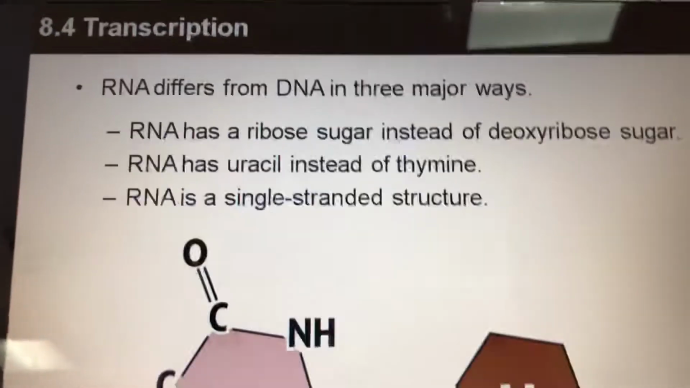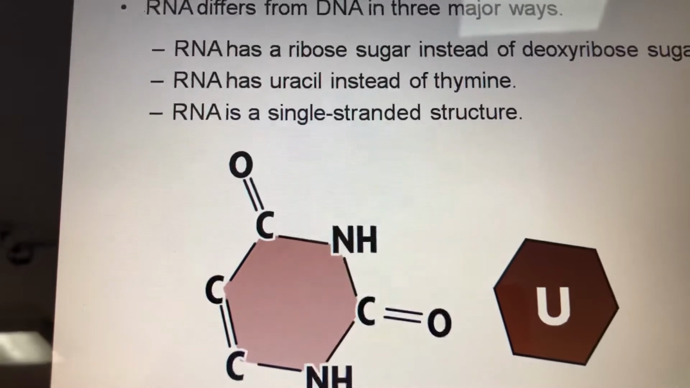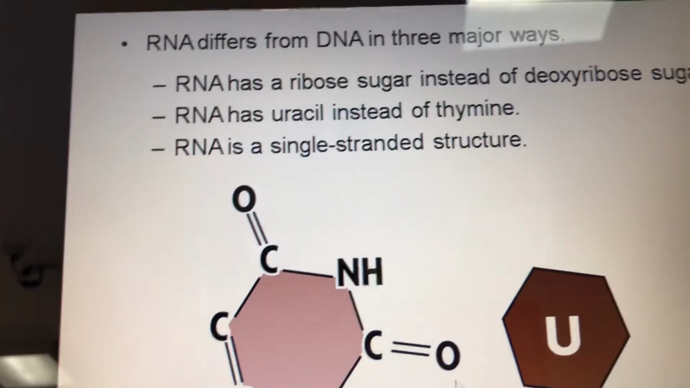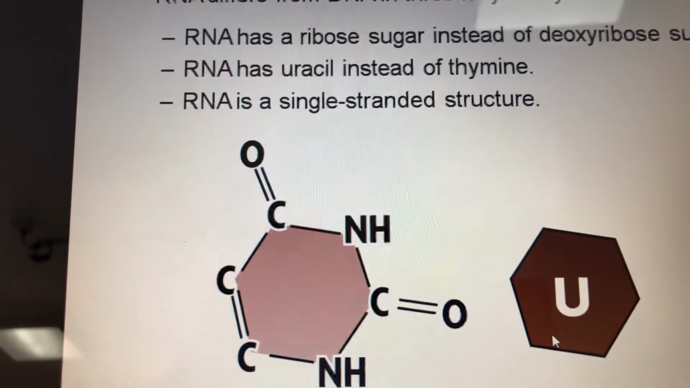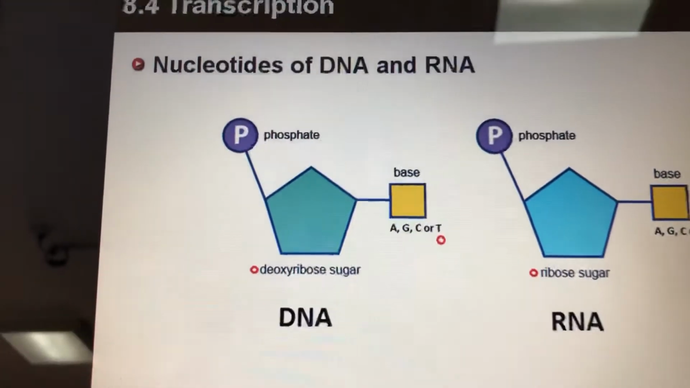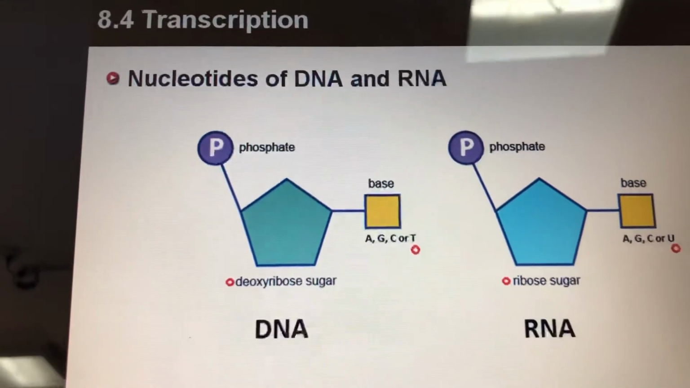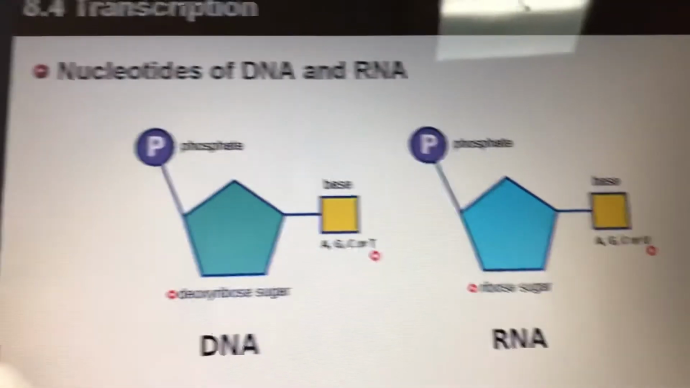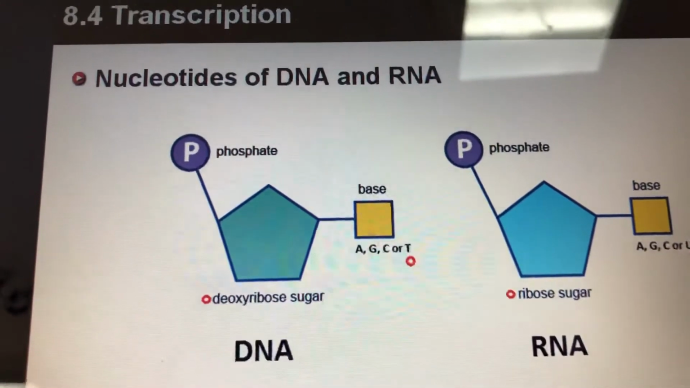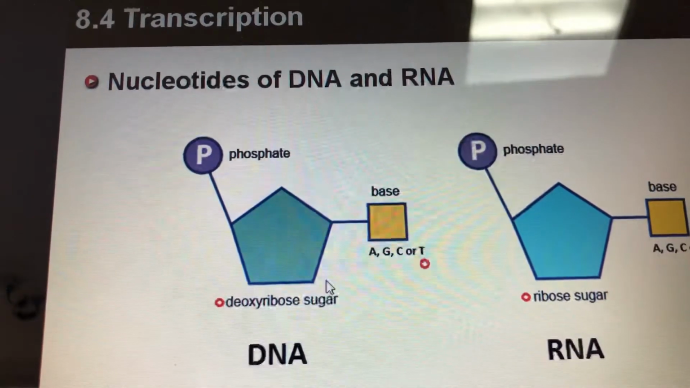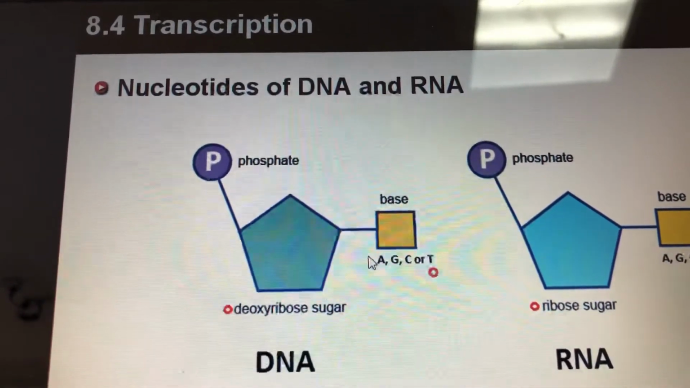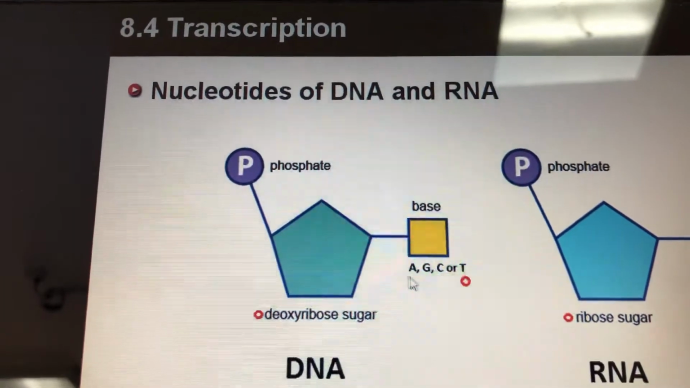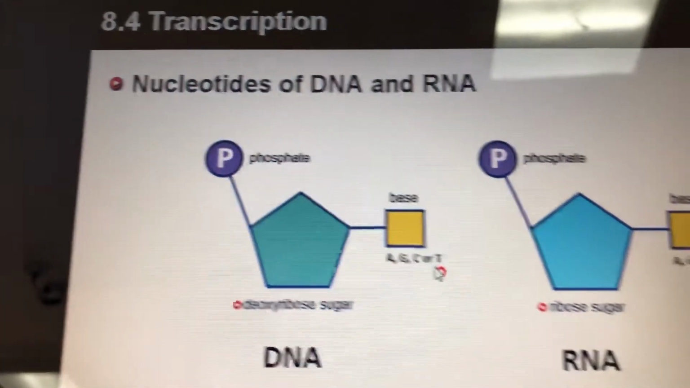Now, if you look here, this is the ribose sugar. It has an extra oxygen atom, and this is the uracil instead of thymine. If we look at the nucleotides of DNA and RNA, we will see the difference here. In the DNA, we have the deoxyribose sugar, phosphate, and the base. Bases in the DNA are adenine, guanine, cytosine, and thymine.